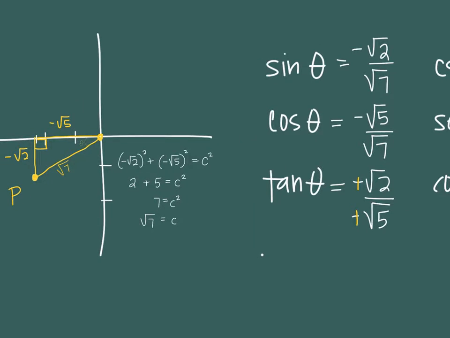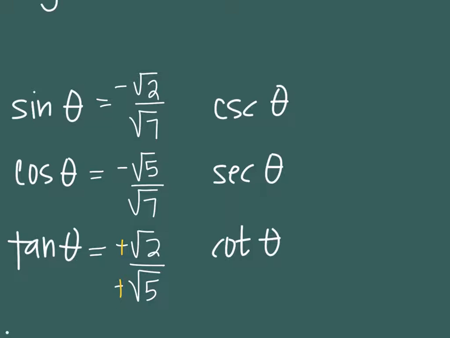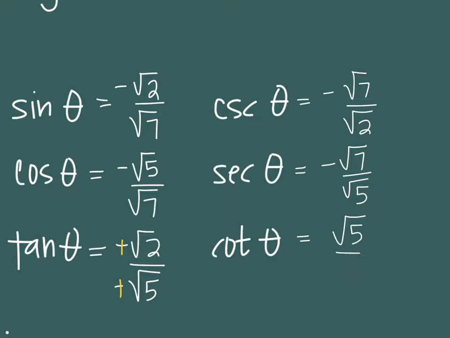All right, so then once, because Mary Lou so successfully got us our first 3 trig values, now we can flip them. Just remember that the negative doesn't travel to the denominator, so negative rad 7 over rad 2, negative rad 7 over rad 5, and then positive rad 5 over rad 2. All right, any questions about that type of problem?